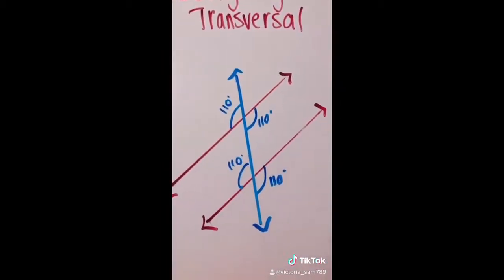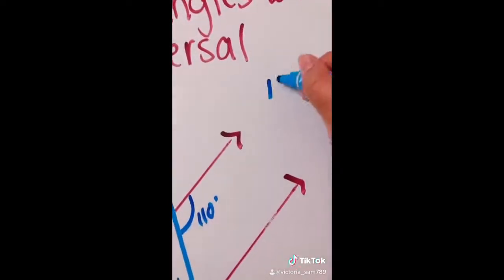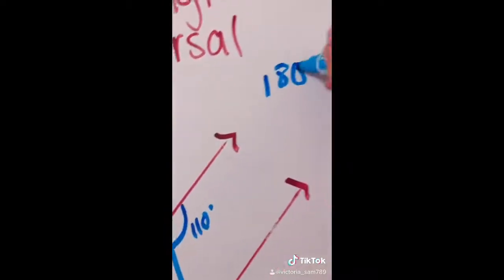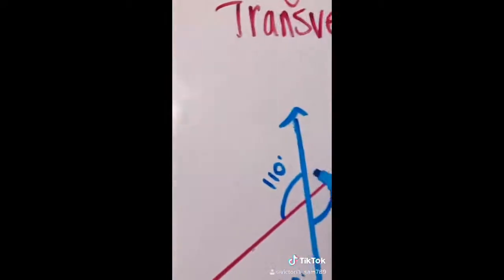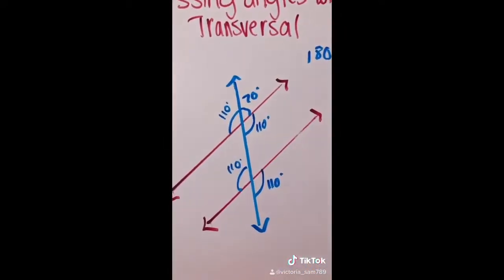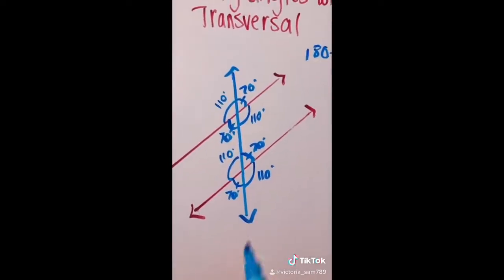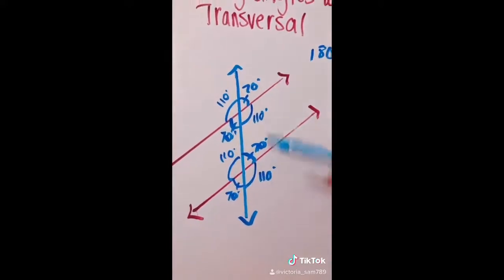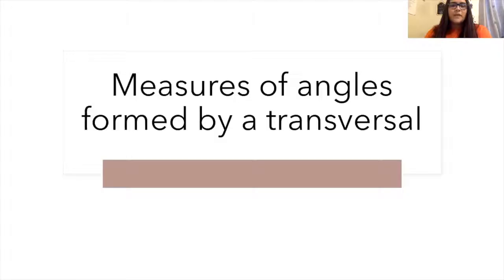Okay, now let's remember the degree of a line, which is equal to 180 degrees. So 180 minus 110 equals 70. So now we know the measurement of this angle, which would be 70 degrees. And because of congruent angles, we will see this. Now we know all of the angles that cross between the parallel lines and the transversal line. Easy cheesy.